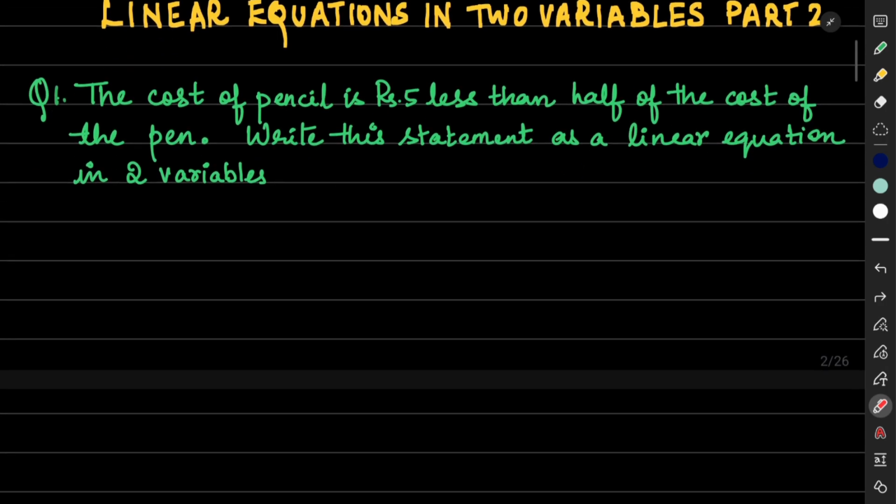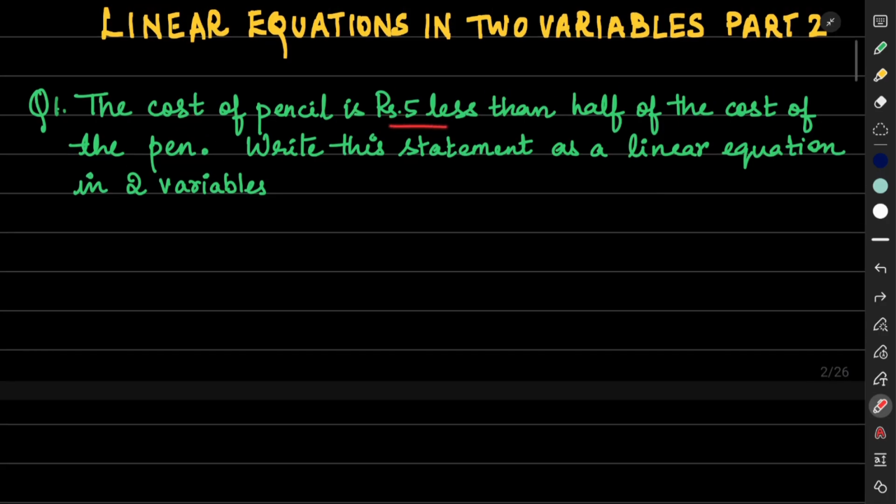Anything and everything can be brought to the form ax plus by plus c equal to 0. So coming to today's question, today we'll be solving some word problems and we will also see how to plot a graph. The question is, the cost of a pencil is 5 less than half of the cost of a pen. Write this statement as a linear equation in two variables.